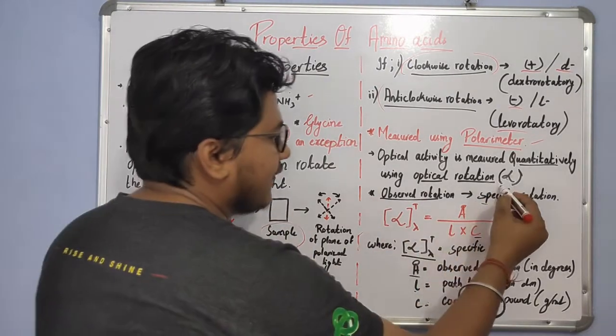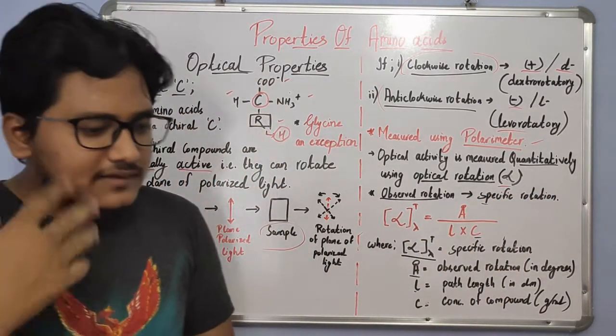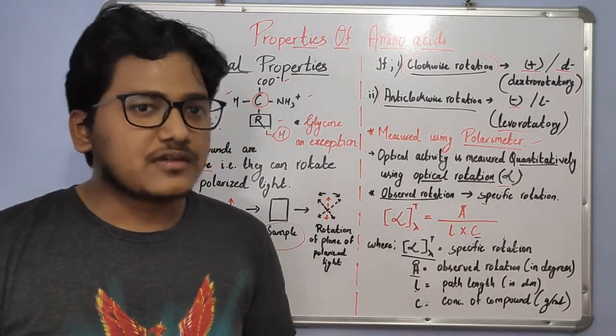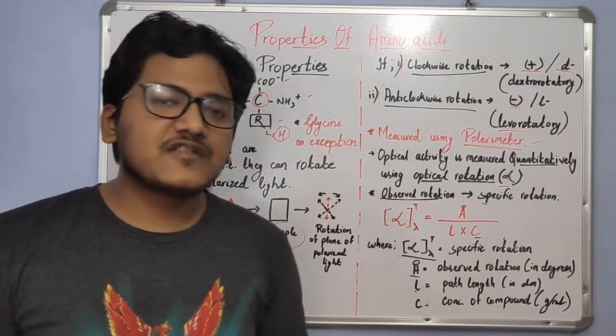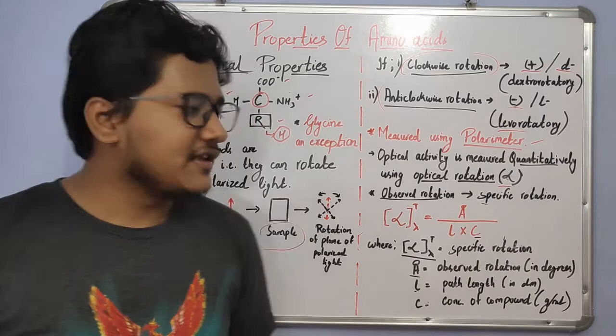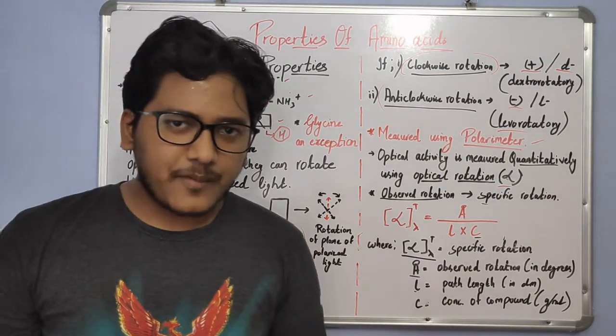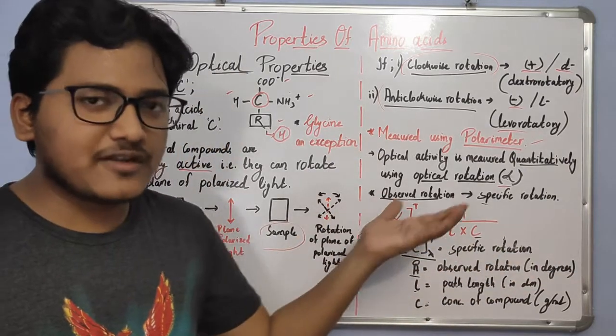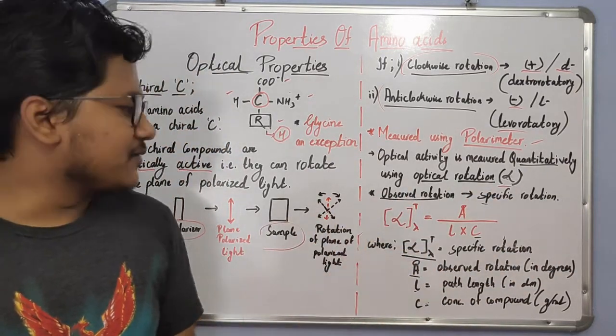It is denoted by alpha. Now, since different kinds of wavelengths can be used, temperature may vary, and the concentration of the compound can vary, alpha depends on a number of factors. That is, it can depend on the concentration of the compound, the temperature, the path length of exposure to that particular wavelength of light, and the wavelength as well.